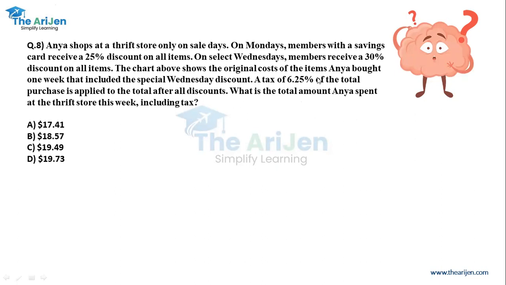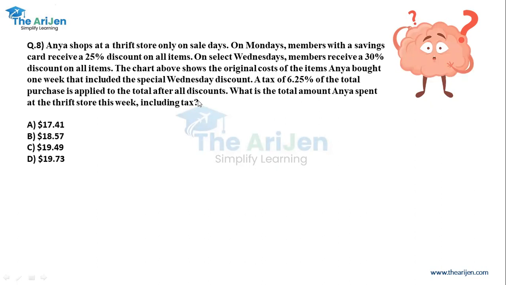Now on select Wednesdays, members receive this amount. Now Anya bought for one week that included the special Wednesday discounts. So a tax of 6.25% of the total purchase is applied to the total after all the discounts. Now what is the total amount Anya spends at the thrift store this week, including tax?